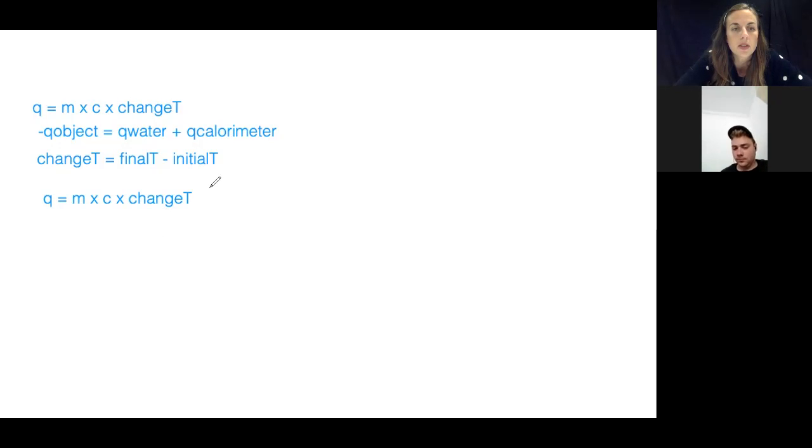Okay, so I'm going to solve this equation for specific heat because that's what they want me to find, which is C. C is specific heat. So I'm going to divide this whole side over here by mass.